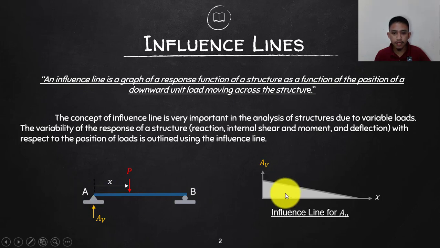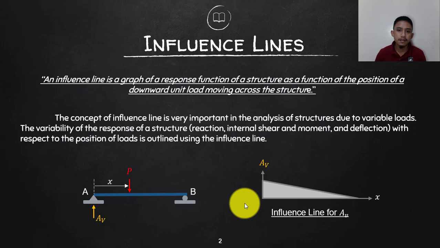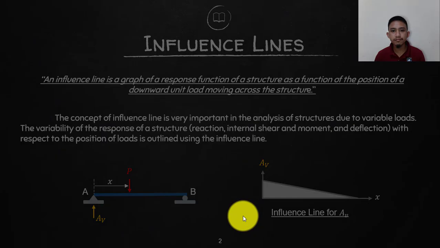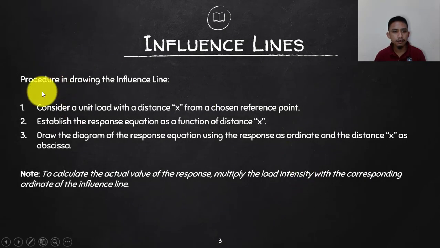If you want to get another position, let's say at 10 meters, move on to the 10 meters, read again the ordinate of that, and that will be the response, that is the vertical reaction when the P load is located at 10 meters. So that is how we are going to outline the effect of a variable load on the structure. So influence line. So this is the procedure.